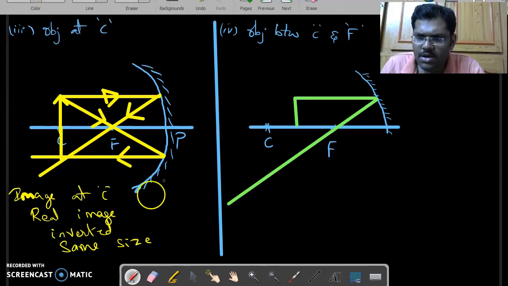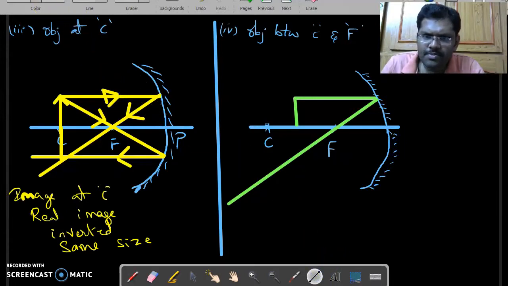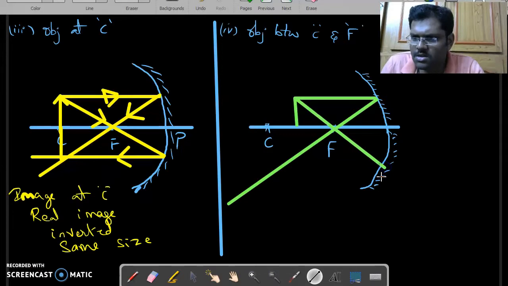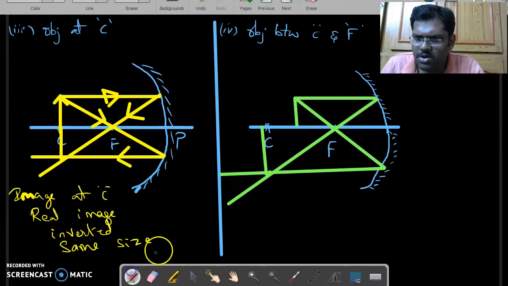So whatever curve you are drawing here, it should be drawn perfectly and neatly, like this. The line which is passing through the focus will pass parallel to the principal axis, and there you can see the point of intersection over here. Here the point of intersection will be beyond C, that is, the image will be formed beyond C.